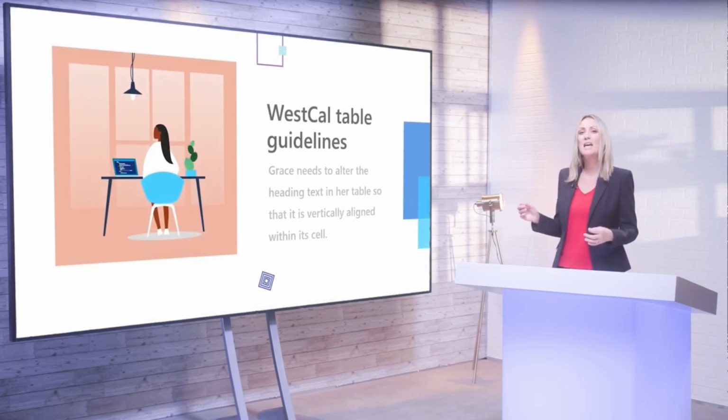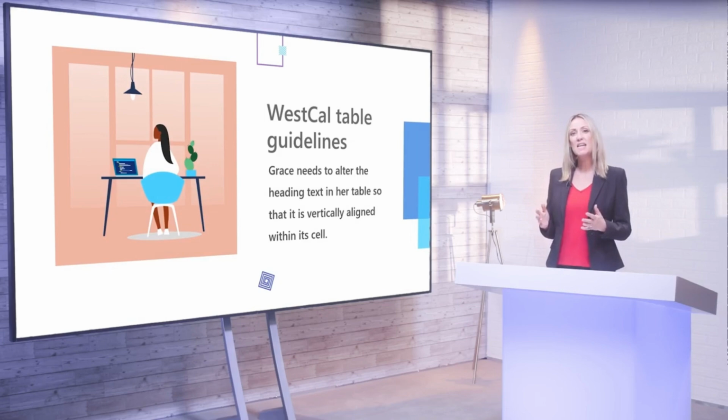Grace is creating a table within a Word document that contains a list of new titles Westcal is planning to publish. Before publishing the table, she checks it against Westcal's branding guidelines. These guidelines state that all table headers must be placed vertically to the left of the table itself. Grace's header is currently horizontally aligned in the table's header row. She needs to find a way to alter this header using the cell layout commands in Microsoft Word.